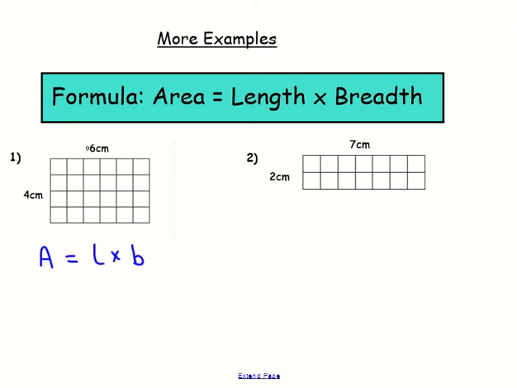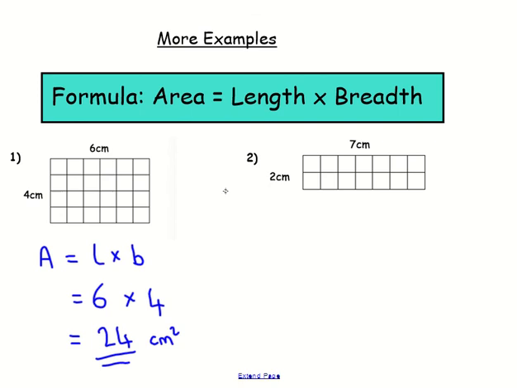So the length is the length of one side of the shape. So in this case, the length of 6 centimeters. So that's going to be 6 multiplied by, and the breadth, which is the height or the breadth, can mean the same thing. So in this case is 4. So 6 times 4, which is 24.